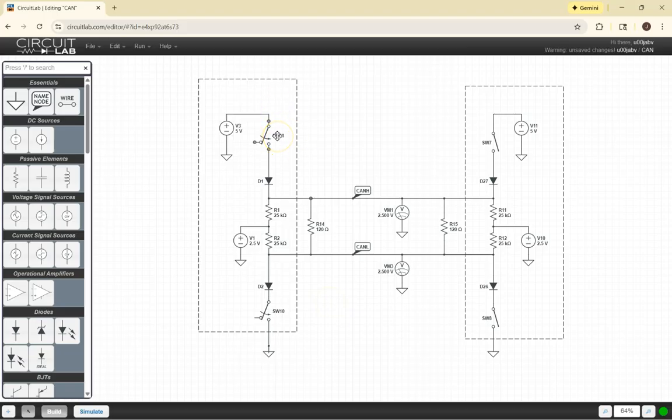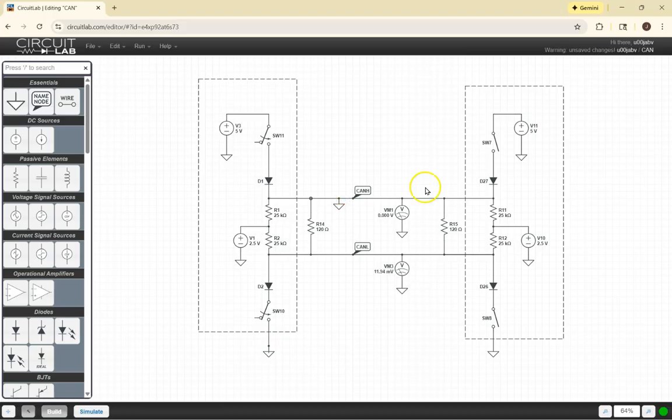These electronic switches, drivers, FETs, are being controlled by the CAN transceiver or the device that is controlling the CAN transceiver to provide either a dominant or a recessive bit. So if I short to ground, I'm going to take CAN high first, and I'm going to short CAN high to ground.